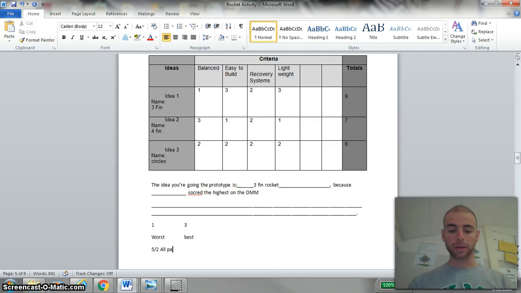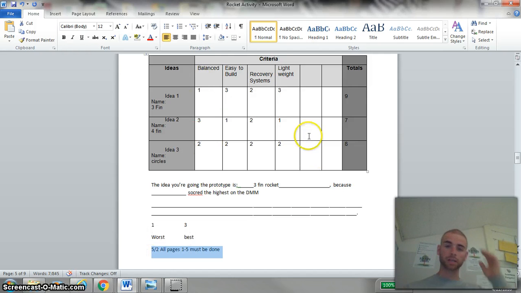All pages 1 through 5 must be done. If you are not done, you are not able to go on and start building, okay? So once again, you might want to write that down in your agenda books that you have homework if you don't finish this in class.